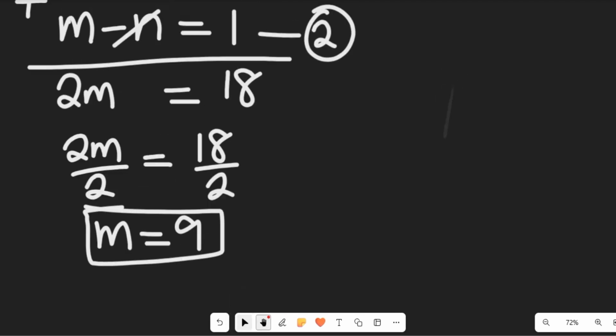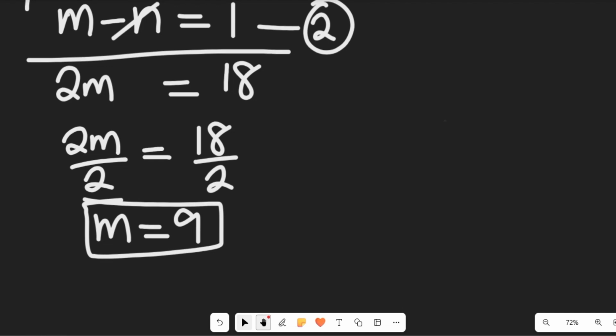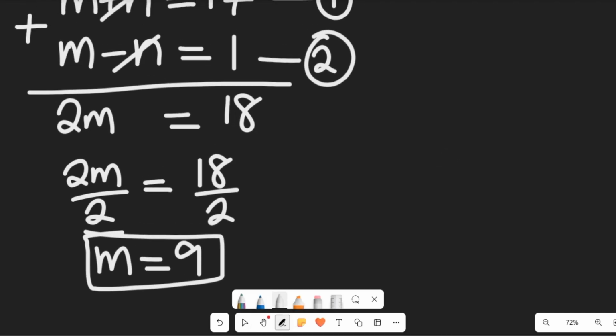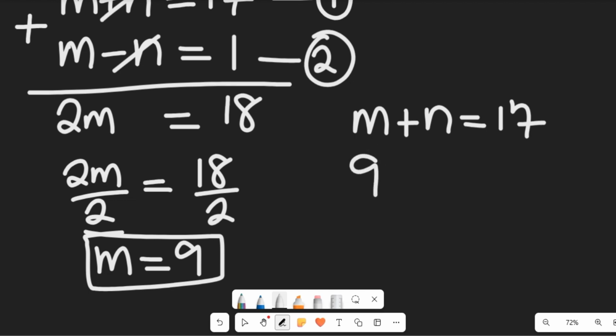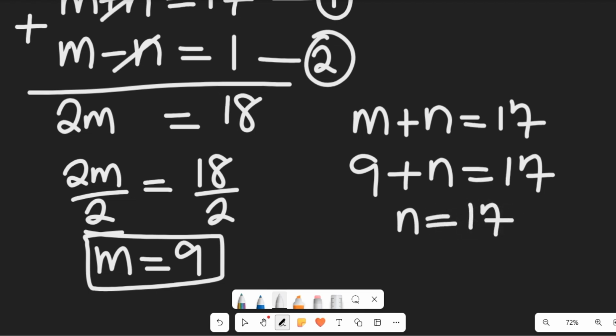Now on the other side, if I decide to find the value of n, let me take the first expression, that m plus n is equal to 17. Inserting the value of 9 for m, I have 9 plus n equal to 17. And hence n will be equal to 17 minus 9, which is simply going to be 8.